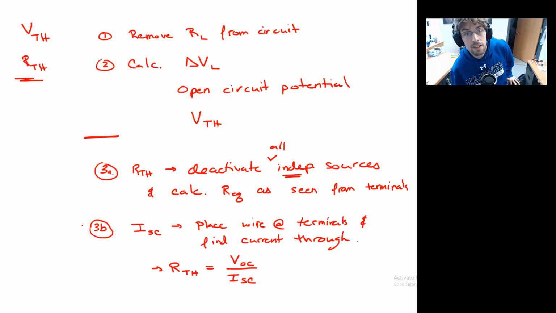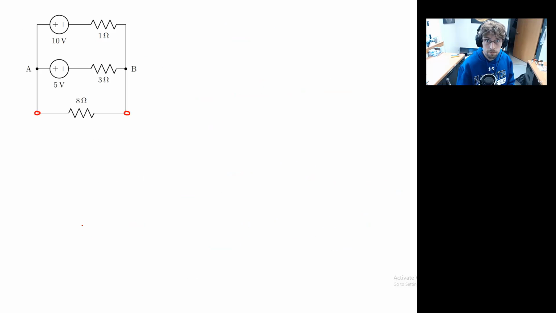Well, let's get a flavor. Let's go ahead and get an idea about how to do this on a circuit. So we'll go back to our normal example circuit, and let's go ahead. We'll consider the 8 ohm resistor to be the load. And what we would like to do is find, so we'll do 2 steps here, let's find VTH and RTH.